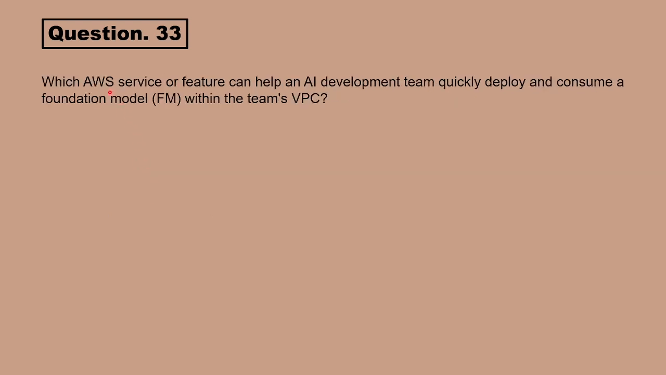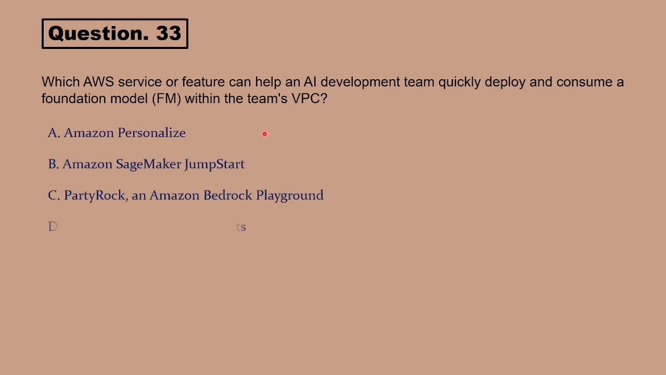Now, question number 33. Which AWS service or feature can help an AI development team quickly deploy and consume a foundation model within the team's VPC? Here are the options. Okay, you must be thinking here about option D, but that is not the correct one. Here, option B is correct.